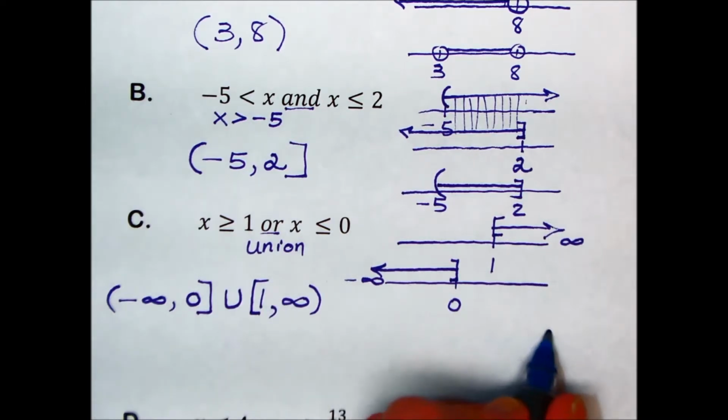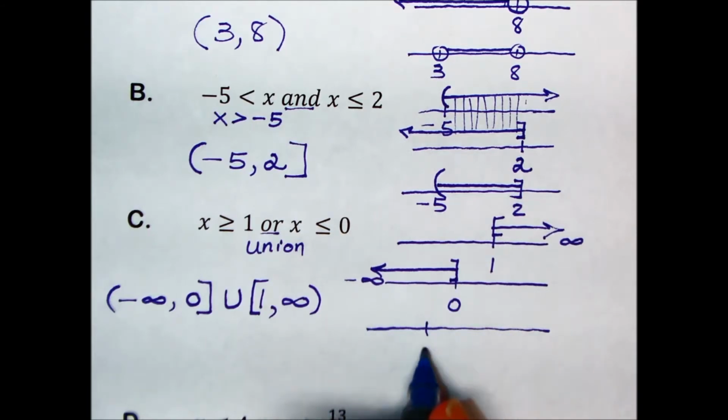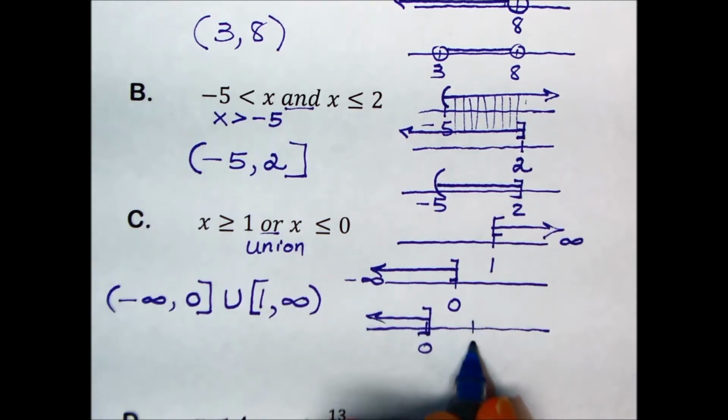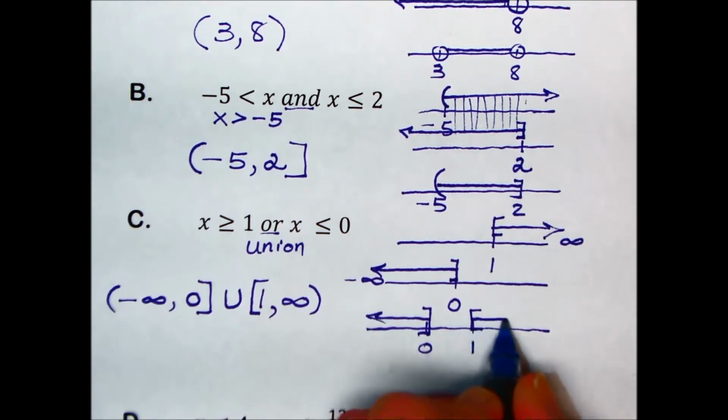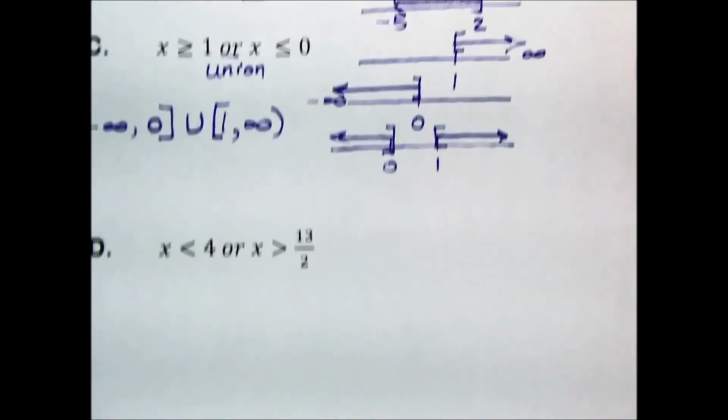Graphically, what these would look like are just the combination of these two together. So we would have 0, we would have our bracket, and to the left, and at 1, we would have our bracket continuing towards positive infinity, would be the graph of the union of these two sets.